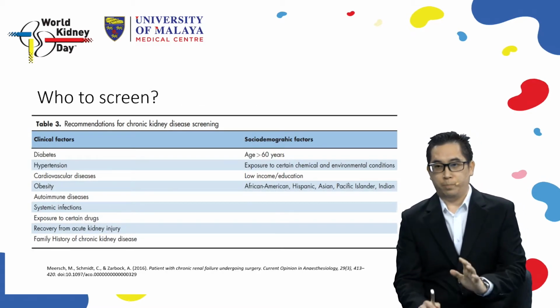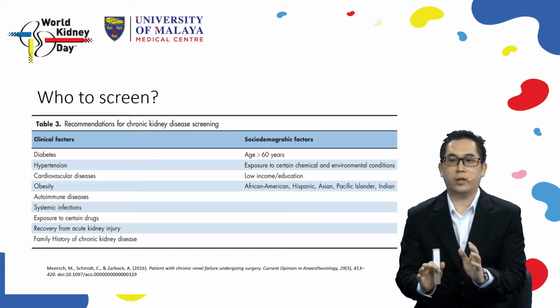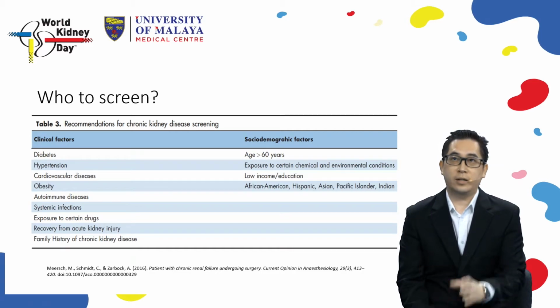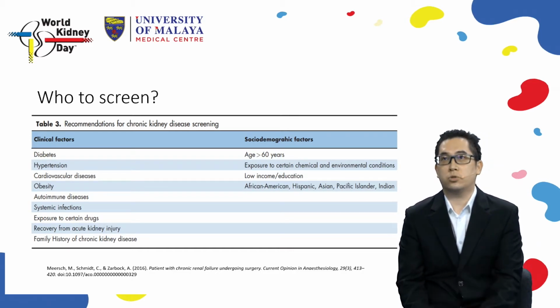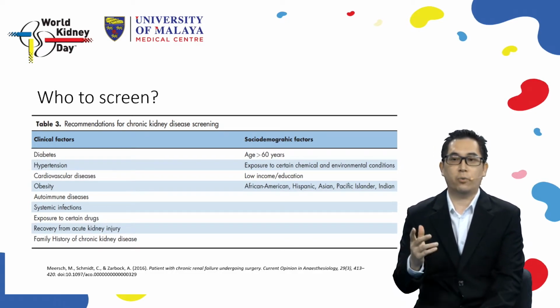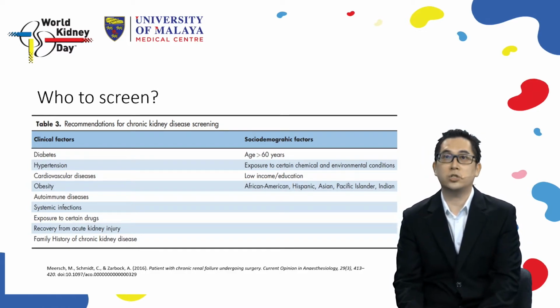So we come to the practical part of it. Who are the patients we need to screen in this category? There are clinical factors as well as social demographic factors. And for clinical factors, the things we look at are the daily things that we always screen. We look for presence of diabetes. We look for hypertension, any signs of cardiovascular disease.